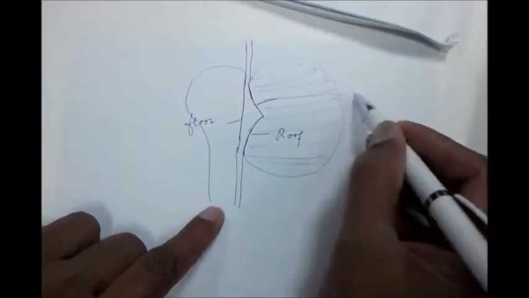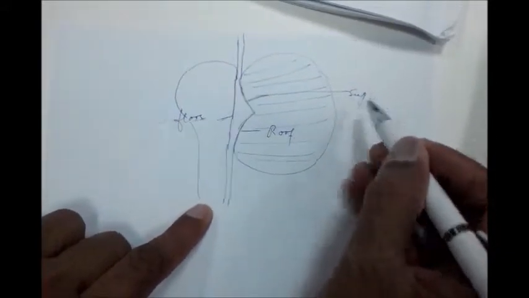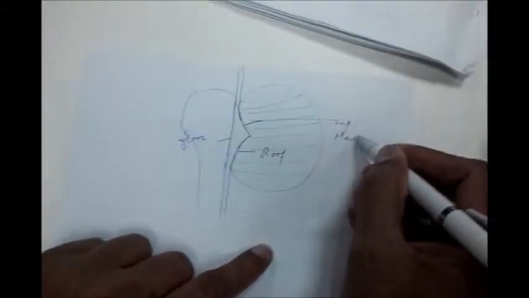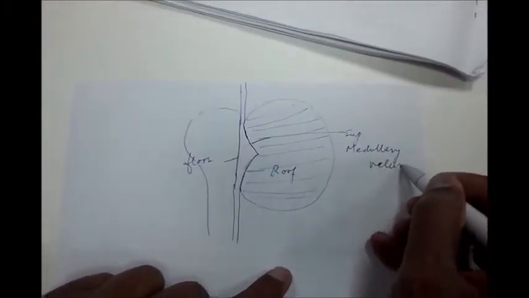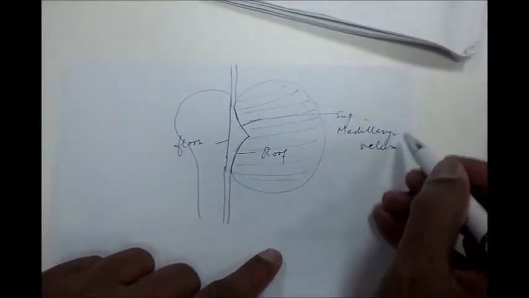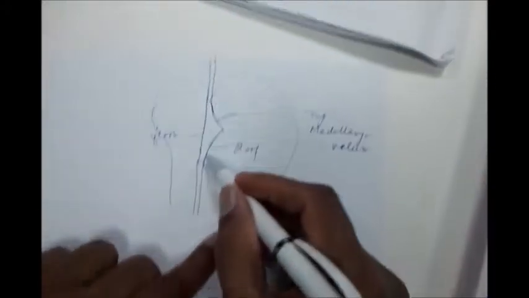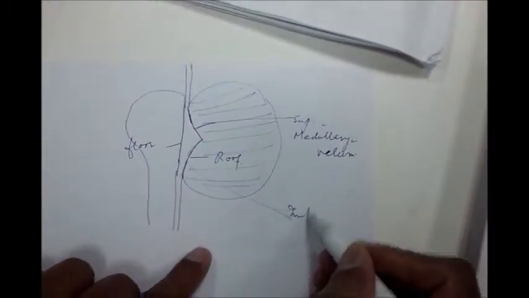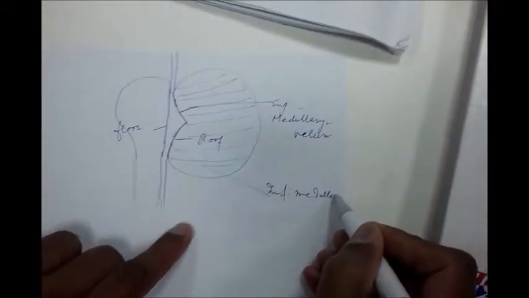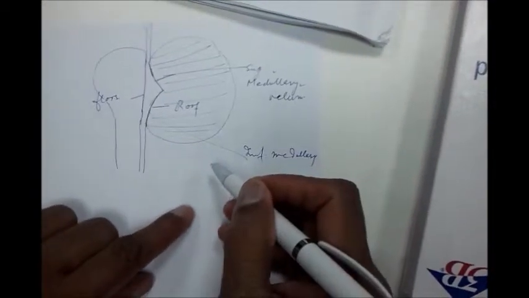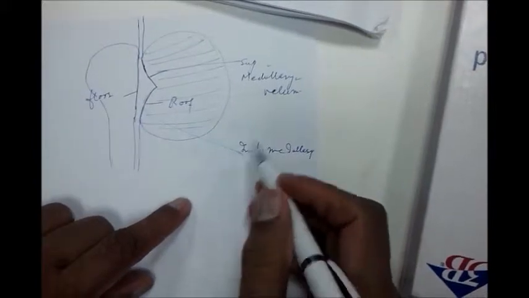This is known as the superior medullary velum and the inferior medullary velum. So these are the two sheets of white matter.